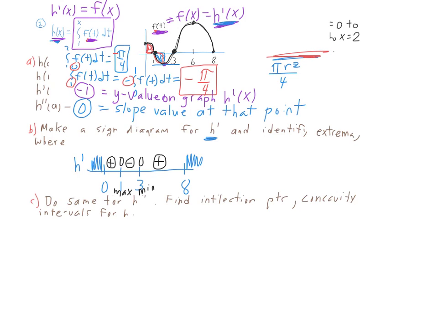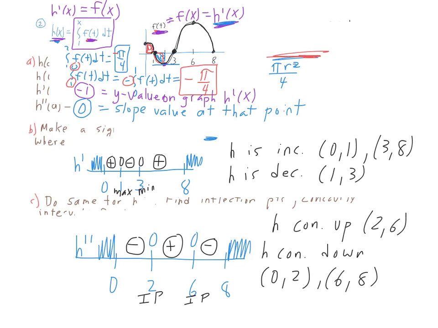And we can also see where h is increasing. It's increasing from 0 to 1, and then from 3 to 8. And we can see that h is decreasing from 1 to 3. Again, the min and the max points, those are points on h. All right, take a moment and now do the same for h double prime.